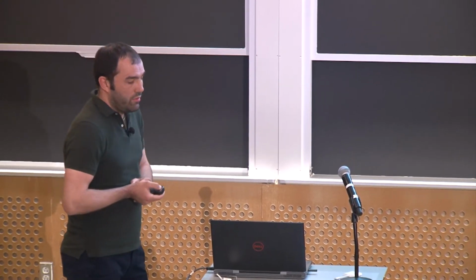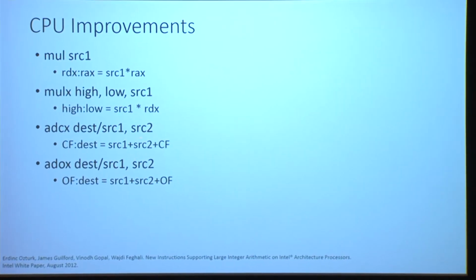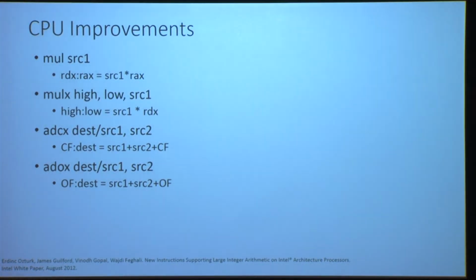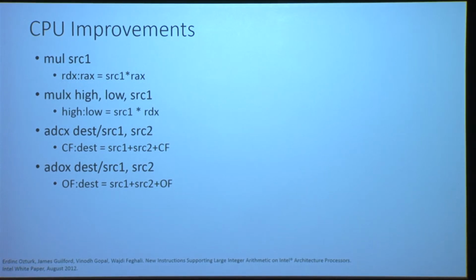So what we did is came up with new instructions, add CX and add OX, for example. What add CX is doing is it's adding two integers with the carry flag and putting the result, the top bit, again, to a carry flag. How it's different from add carry is that it's not touching the overflow flag. And this add OX instruction is adding two 64-bit integers with the overflow flag as the carry flag, and it's accumulating the result onto the overflow flag.